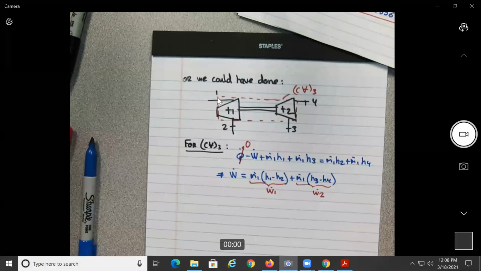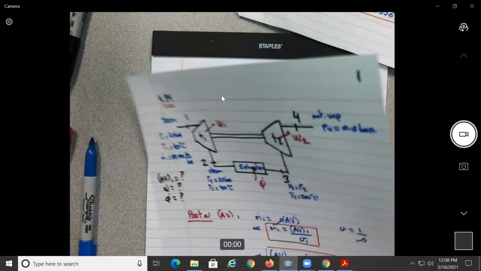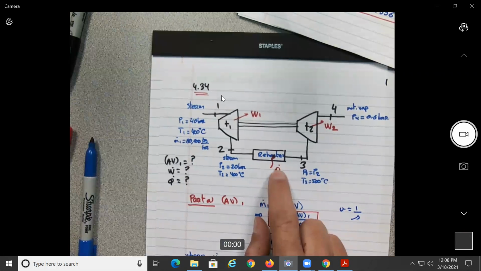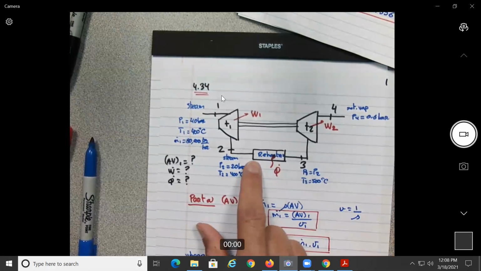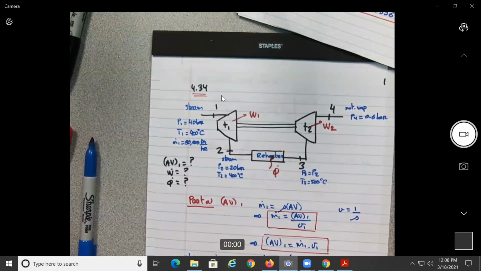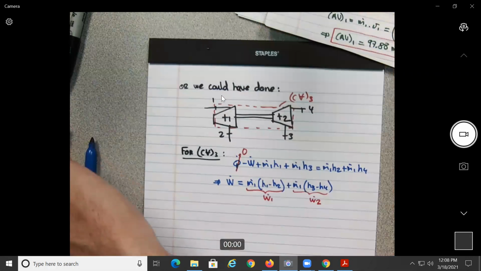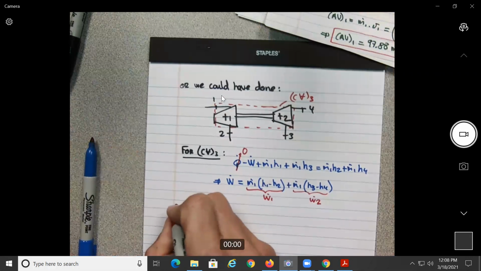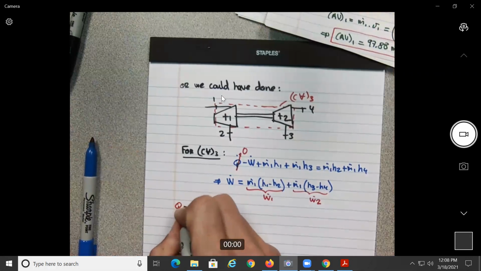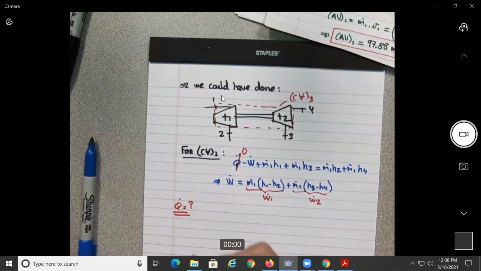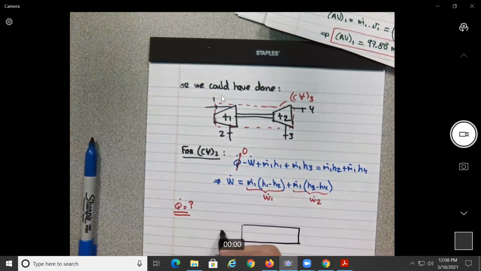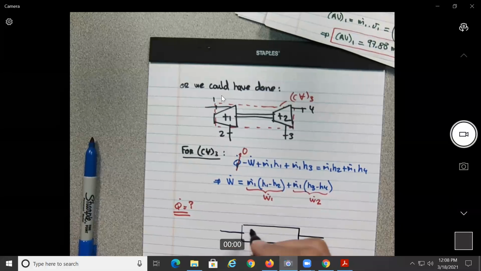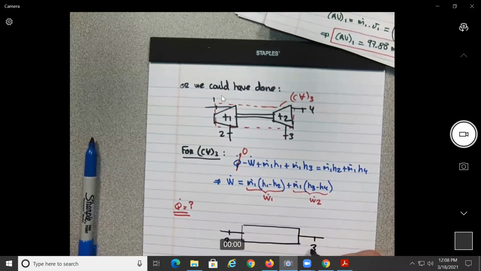So now the last thing we need to do is look at the reheater and see what is the amount of Q that is going in. In this case, what do you think would be your control volume? Should be the reheater, no? Okay. So now to solve for Q dot, we're going to take the reheater as our control volume, and that's between 2 and 3.